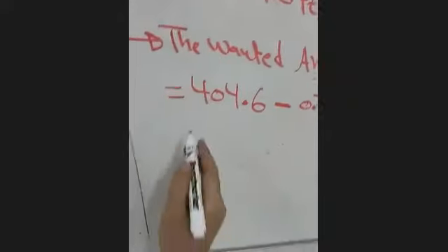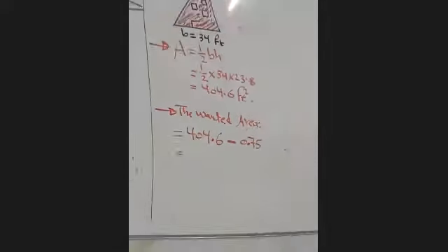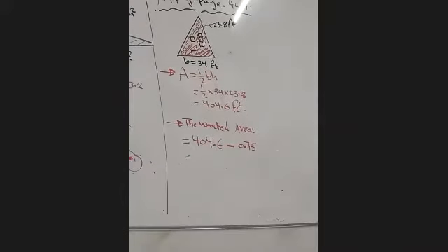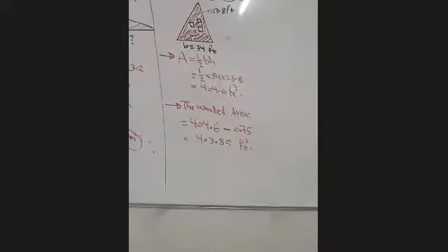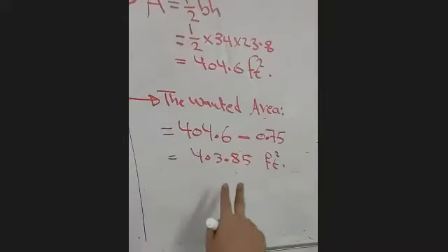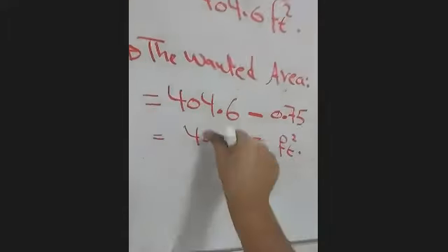I won't paint the window. Yes. Now, let's find the answer here. 404.6 minus 0.75. Let me find the answer. 403.85. Exactly. It is 403.85. Sorry, not 75, 85. What unit? Feet squared. Right? Now, this is the area which I want to paint. Okay?